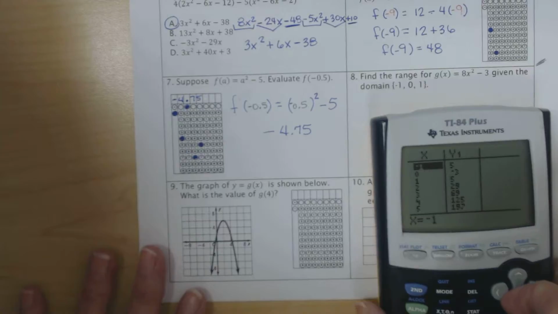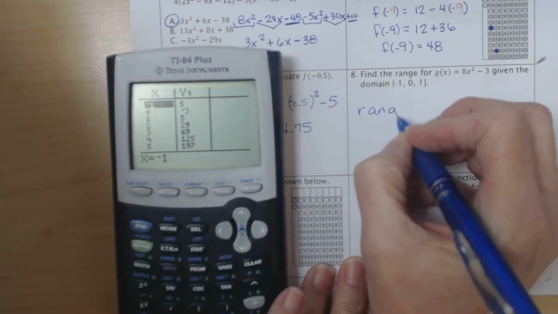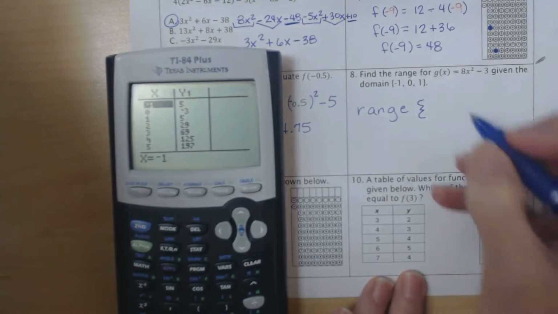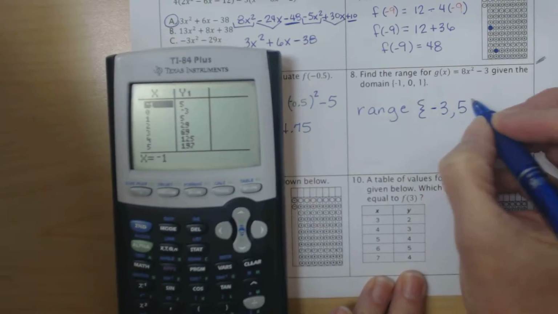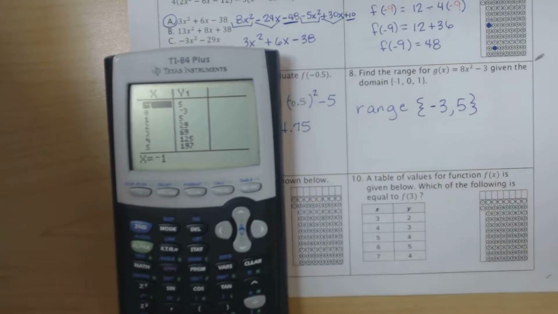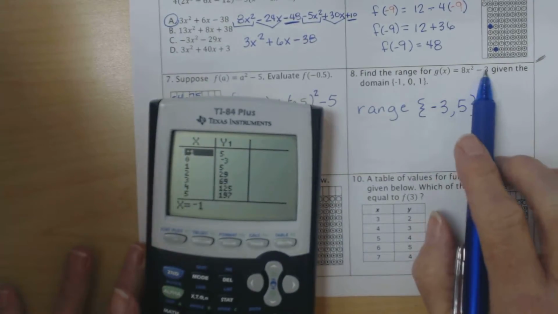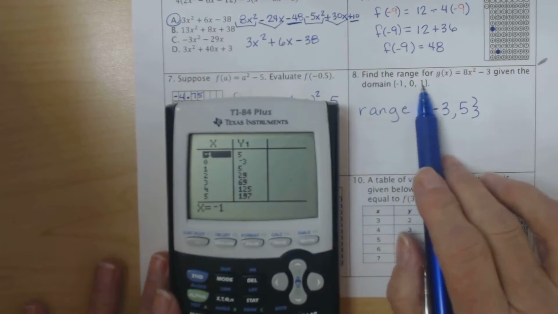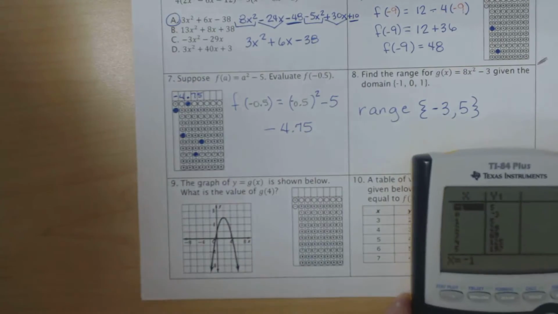So when I write the range down for this, I only have to include that 5 one time. This is a set that includes the smallest number of negative 3, the largest number of 5. And then I'm done. So all we had to do was take the equation, put it into y equals, look at the table, and find these x values, and then their corresponding y values.